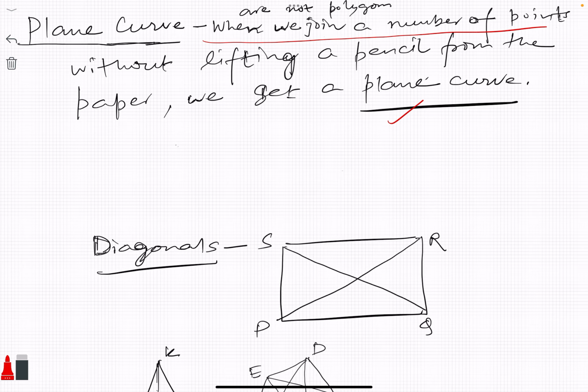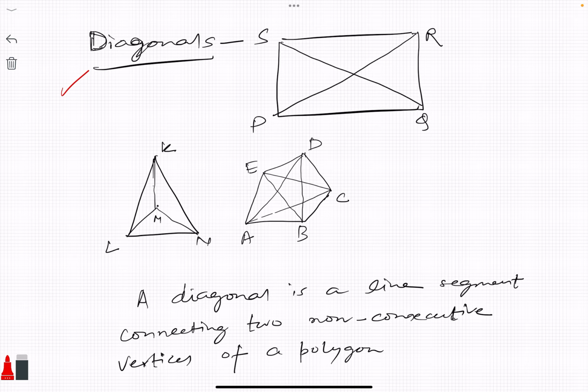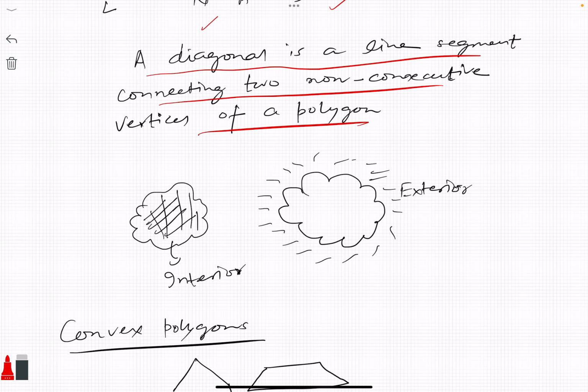Okay. Now we will discuss diagonals. A diagonal is a line segment connecting two non-consecutive vertices of a polygon. Okay, these are diagonals. Now this is the interior of the polygon and this is the exterior.